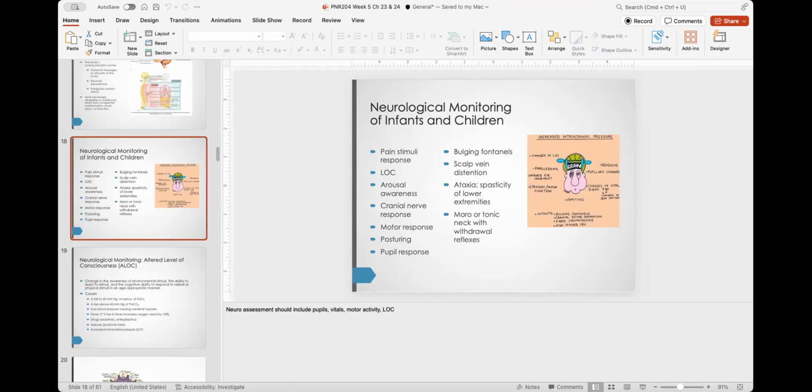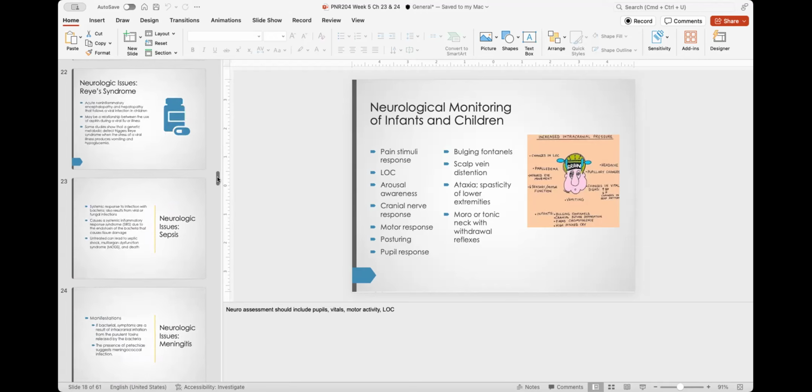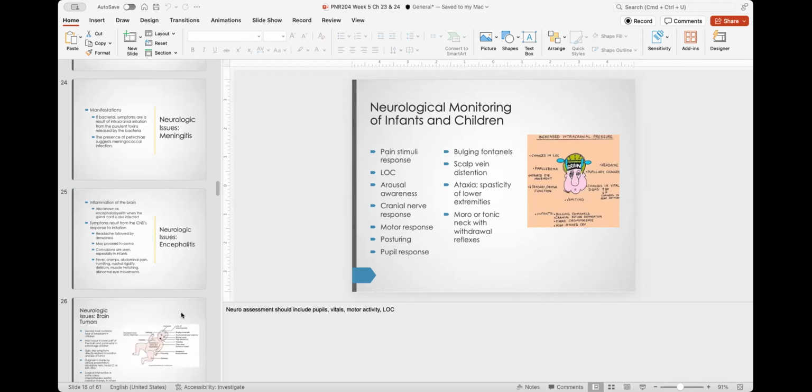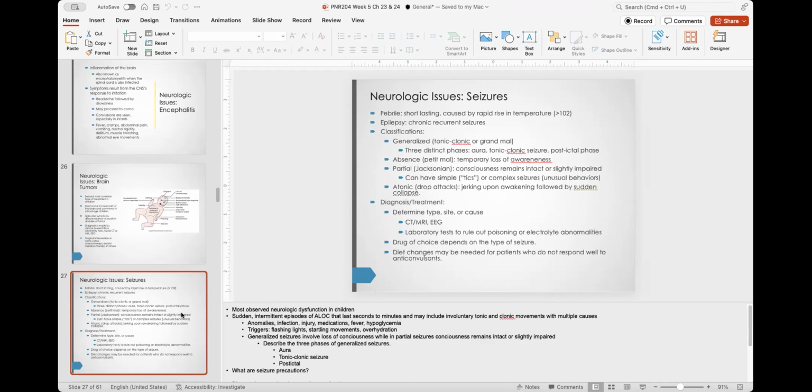So when we do that neuro assessment, we make sure that we're looking at their pupils, we're monitoring their vital signs, looking at that motor activity and their level of consciousness. So that's slide 18 in your PowerPoint this week. And then slide 27 is our seizure slide.